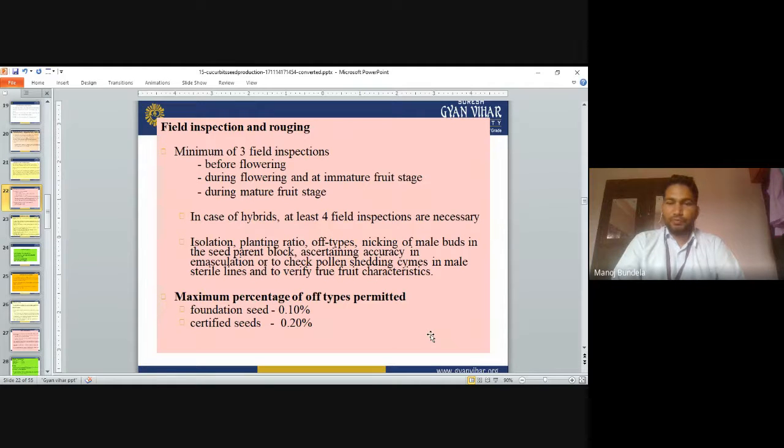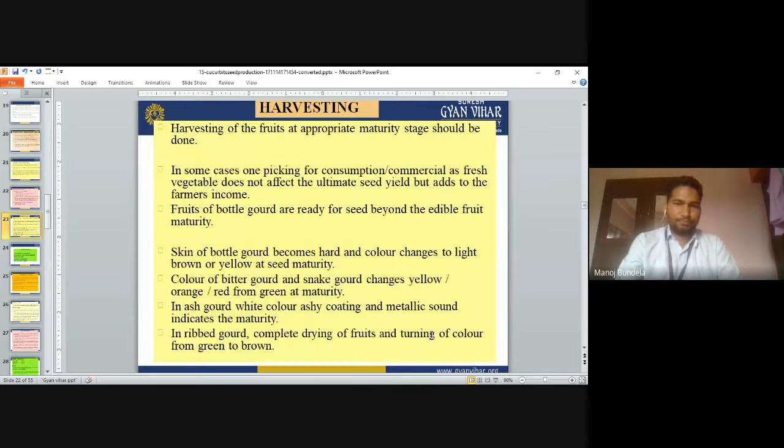Maximum percentage of off-type permitted for foundation seeds is 0.1% and for certified seeds 0.2%. Only the off-type plants are permitted. Harvesting of the fruits at the appropriate maturity stage should be done. In some cases, one picking for consumption and commercial sale as a fresh vegetable does not affect the ultimate seed yield but adds to the farmer's income.